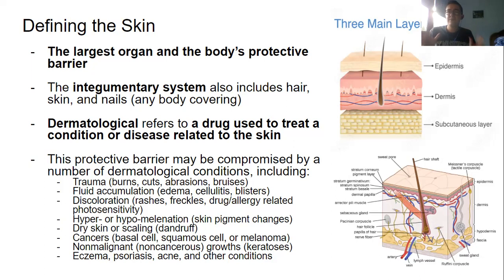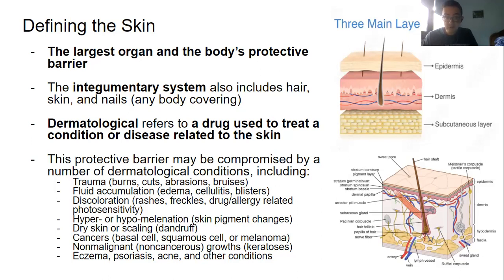And these are varied conditions. They have a wide diversity of potential etiologies and potential problems. Because the skin is a protective barrier, when it's compromised, it can be compromised by a number of conditions. So we have trauma, which is what you think of probably right away, which is burns, cuts, abrasions, bruises, any sort of damage to the skin.